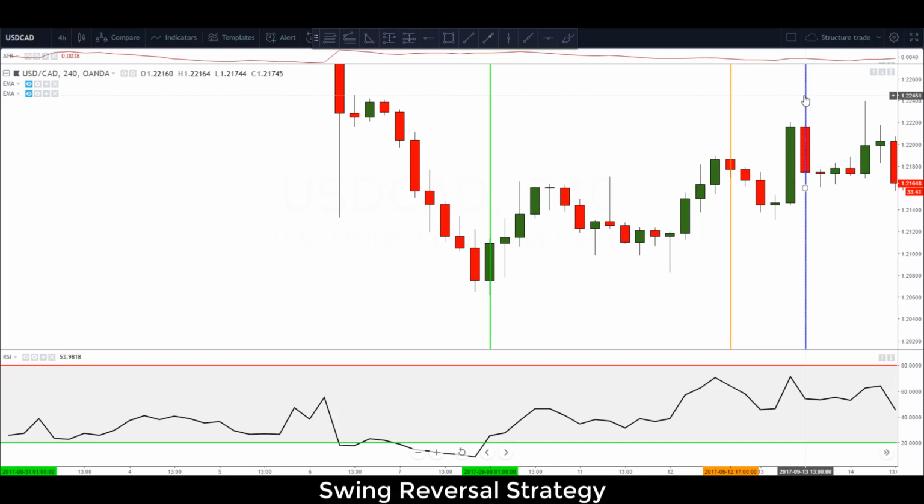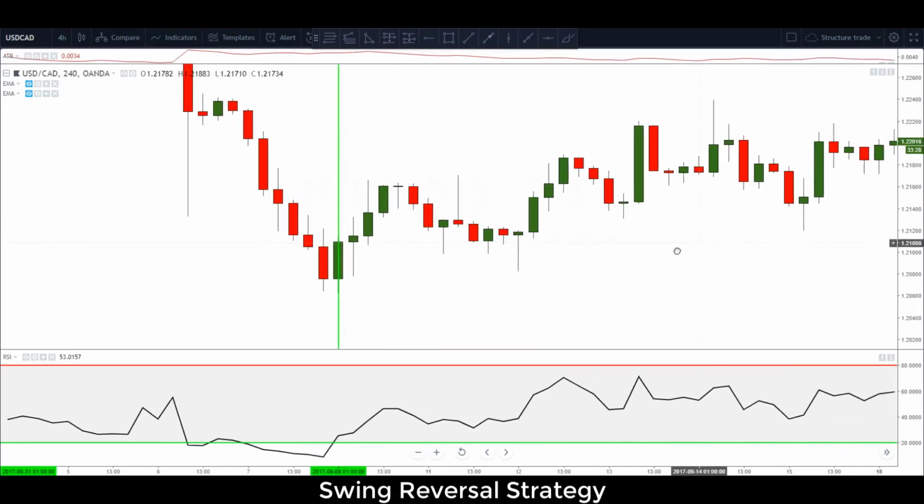Some pairs will only work well with the 1, 2, 3 reversal or swing reversal, so keep that in mind. Let's go ahead and continue to look for entries here on the dollar Canada.